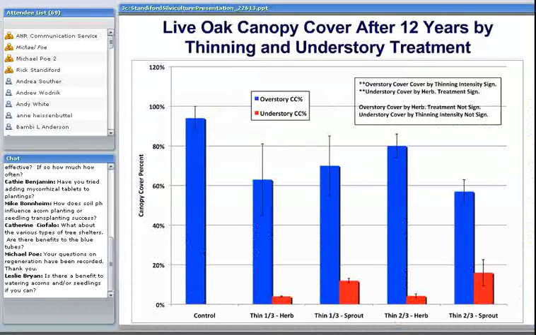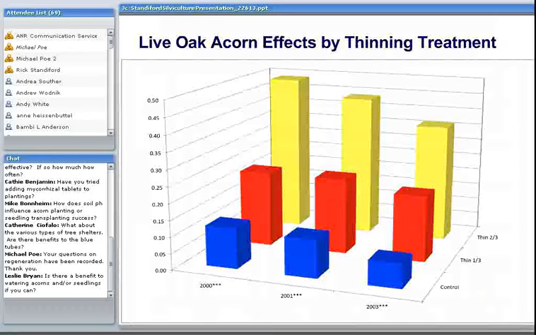This shows how the stand crown cover changed over time, over 14 years. The unthinned stand averaged about 95% canopy cover. Thinning 1/3 was 60 to 70% canopy cover, depending on whether the sprouts were controlled or not. And thinning at the 2/3 level, we actually had grown back almost to 60 to 80%. So the crown grew very rapidly in these thinned live oak stands. Once again, we had enhanced acorn production as a result of the thinning, so that was a positive effect.